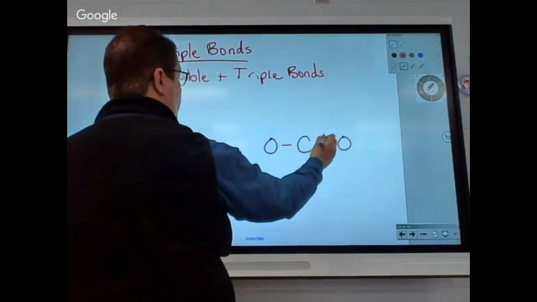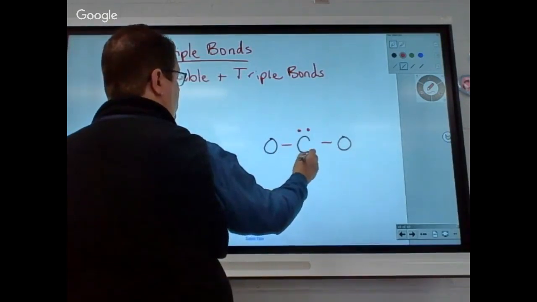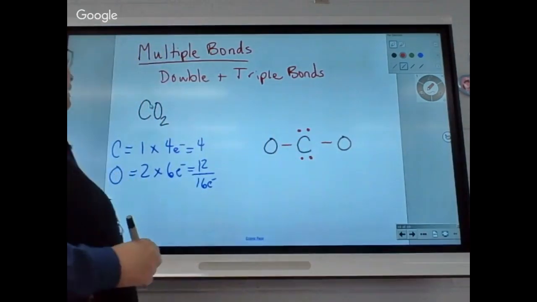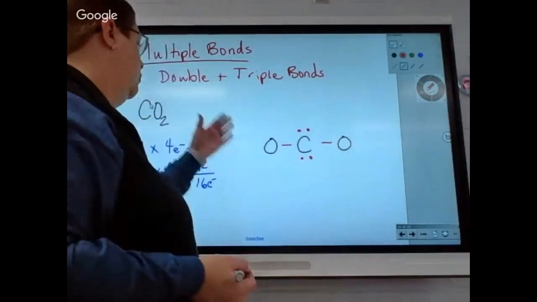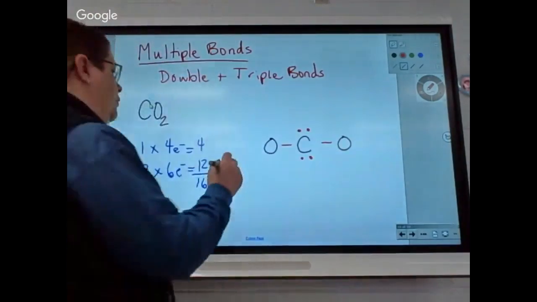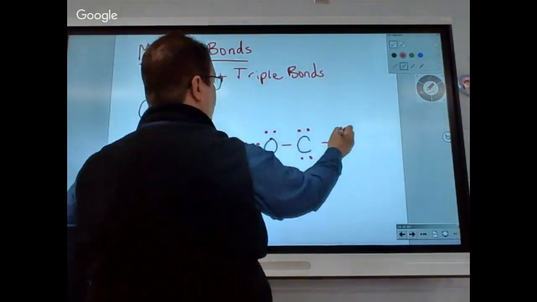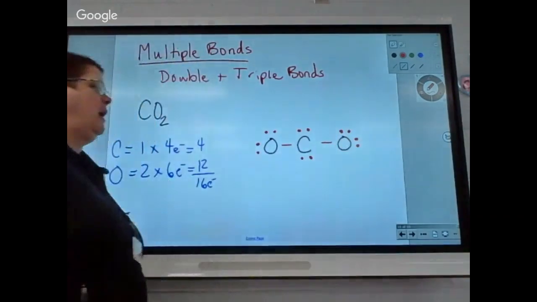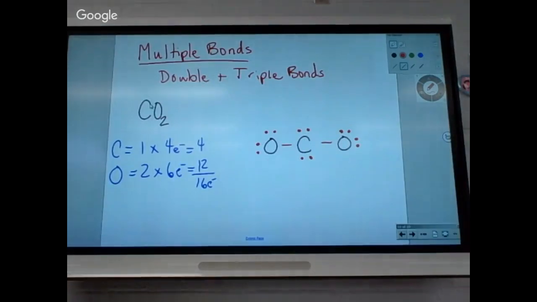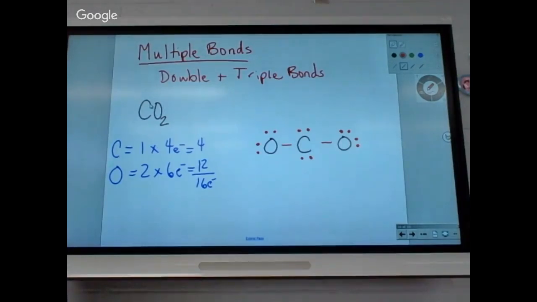So 2, 4. I always draw mine on the central atom, so I'm still going to do that. 2, 4, 6, 8. And I have 8 to go. Do you want to do 4 and 4 or 6 and 2? 4 and 4. All right. And those of you who wanted 6 and 2, I'll come back and do it that way too. All right. So I drew in my 16 electrons. Does everyone have 8? No. Okay. This is a problem.